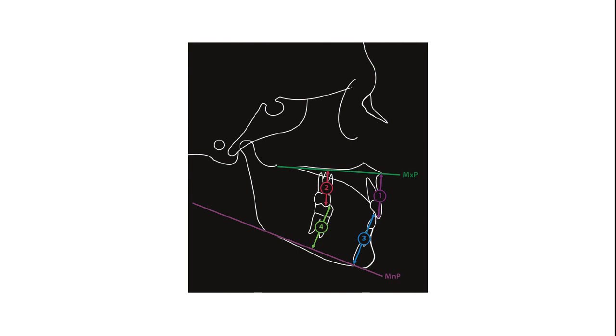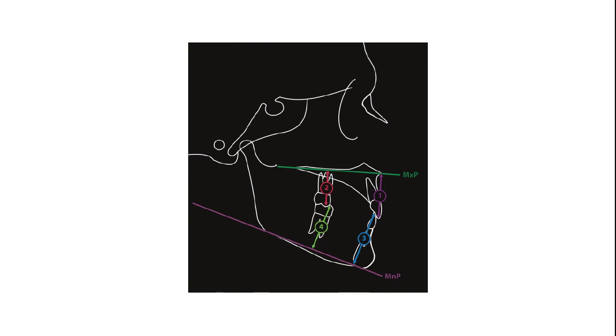The next is the posterior maxillary dental height. Posterior maxillary dental height is measured from the mesiobuccal cusp tip of the maxillary first molar to the maxillary plane. In males, the normal value is 27 plus or minus 3 millimeters, and in females, the normal value is 24 plus or minus 3 millimeters. An increase in this dimension may be due to posterior vertical maxillary excess. In addition, the roots of the maxillary molars should be at or no more than 3 millimeters inferior to the height of the palatal vault.